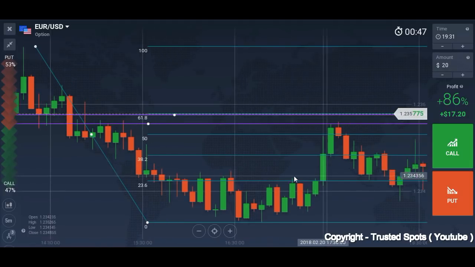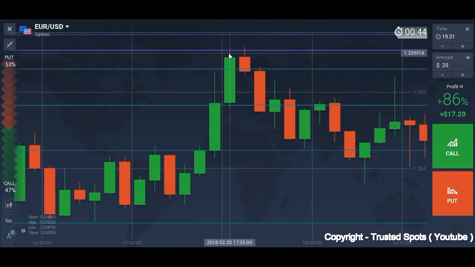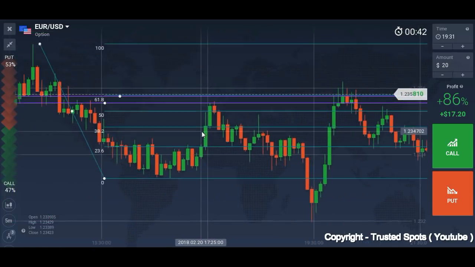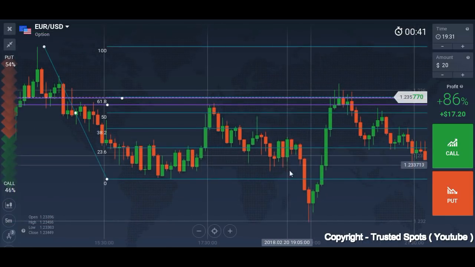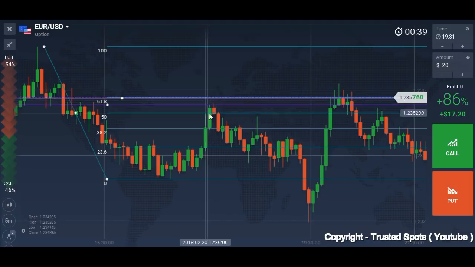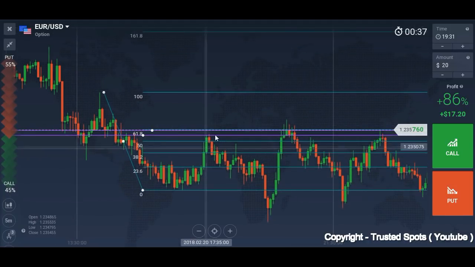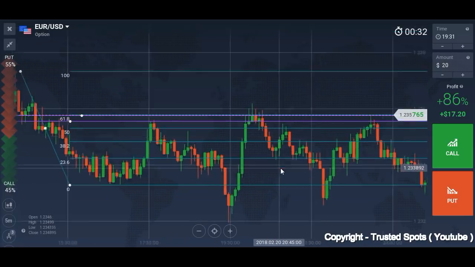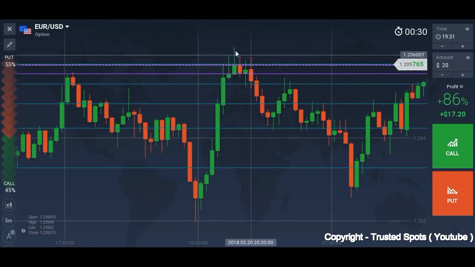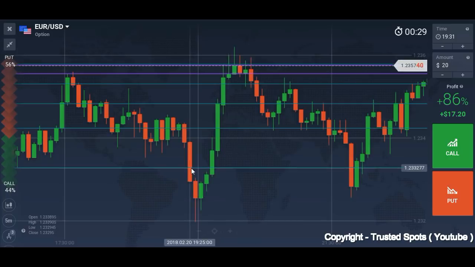So let's check if this level worked or not. You can see it worked here. This is a trend reversal. You can see the trend reverses to its own direction after hitting the 61.8 level. It worked here as well. The 61 level worked here as well.